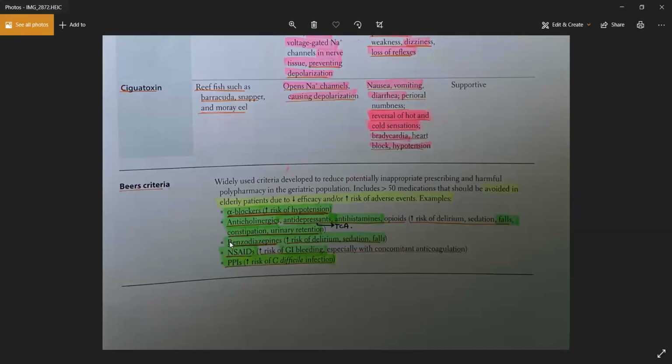Then the benzodiazepines, because they increase the sedation and the delirium, you need to avoid these agents as well. NSAIDs can increase the risk of GI bleeding and the peptic ulcers, so you need to avoid these drugs in the old age patients. The PPIs, remember I told you when we were discussing C. difficile infection that the PPIs are a very important cause of the C. difficile infection. So you need to avoid these agents as well. Whenever you get any old age patient, you always want to avoid these agents.